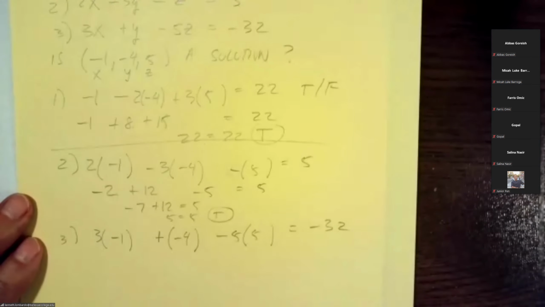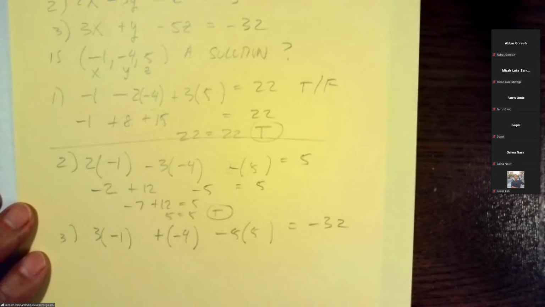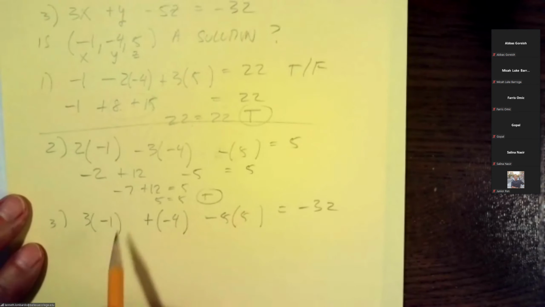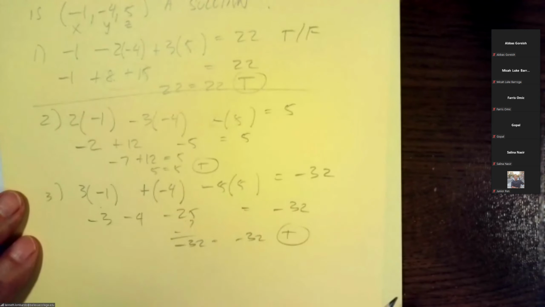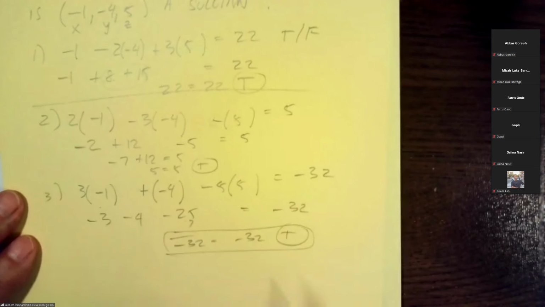You guys get true for the second one? Yeah, I did. Okay, good. And the third one, let's see, -3, -4, -25, -3. Is that going to be right? -32. 4 and 3 is 7. Yeah, 7. -32, -32. So it looks like that's true as well. Did you guys get true for the third one as well? Yeah. Okay, good.